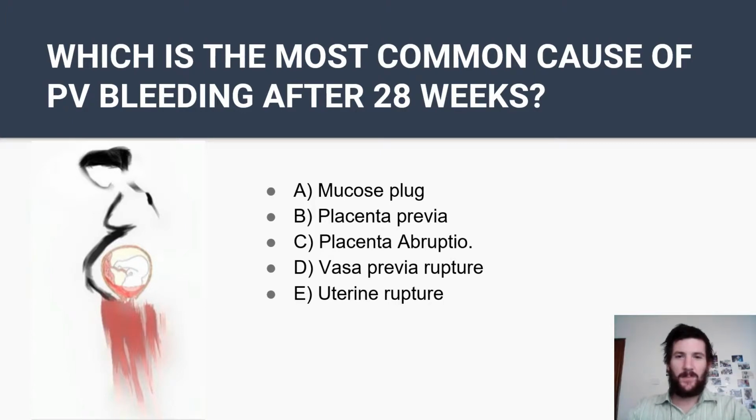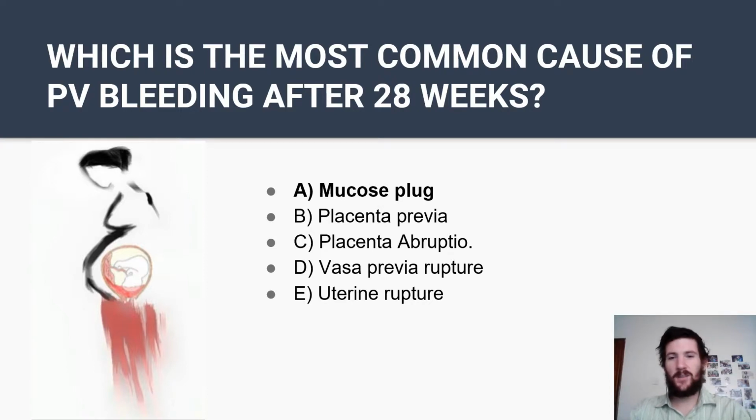So now I want to start this part of the seminar with a question for you. Which is the most common cause of PV bleeding after the 28 weeks? Please, I invite you to pause the video and think about it. Here we have all the different options: mucus plug, placenta previa, placenta abruptio, vasa previa, and uterine rupture. I gave you a few clues before, in the slides before. Please try to find out which is the best answer.